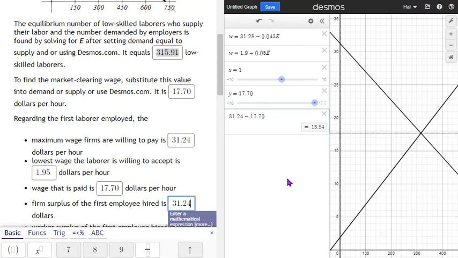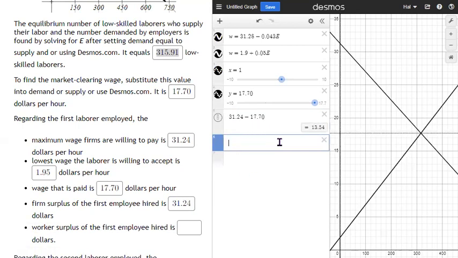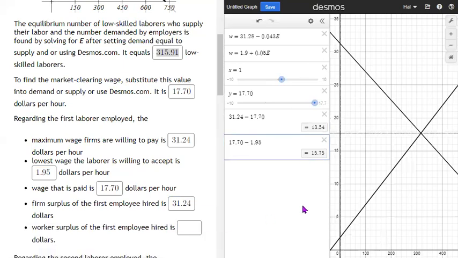Right. And then if the laborer with a reservation of 1.95 is hired, that worker wins, right? Because the wage they get paid is $17.70 per hour, and they're willing to take the job for $1.95, right? So that worker would have a surplus of 15.75, right?